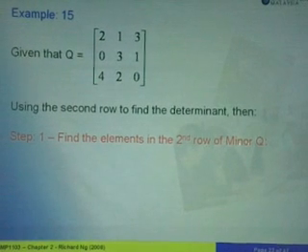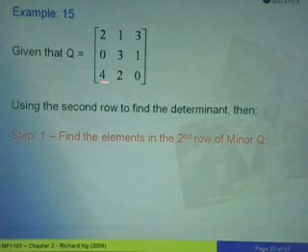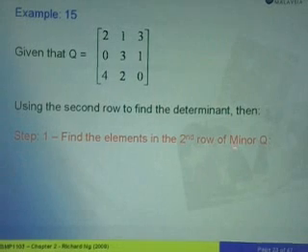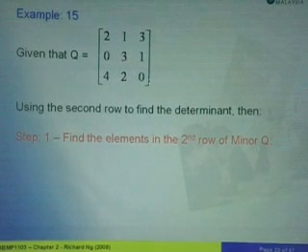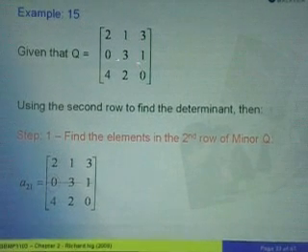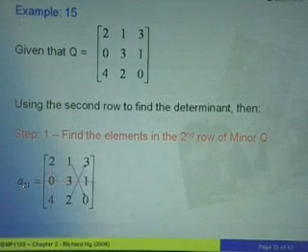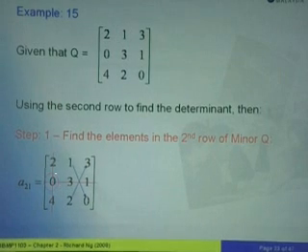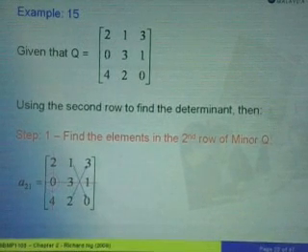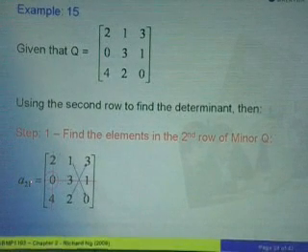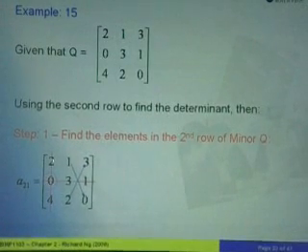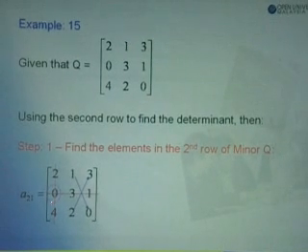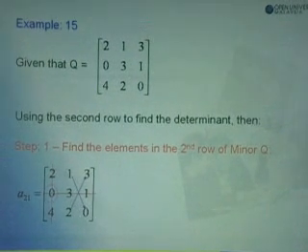the second row for the minor of Q. We don't have to find the whole minor of Q, so we just focus our attention on the second row. Second row here: 0, 3, 1. In order to find the first element, at row 2, column 1, as I said just now, we circle the element at location row 2, column 1, then draw a line which represents the row that passes through this element, and another line that represents the column that passes through this element. So we cut off these two, the row and column.